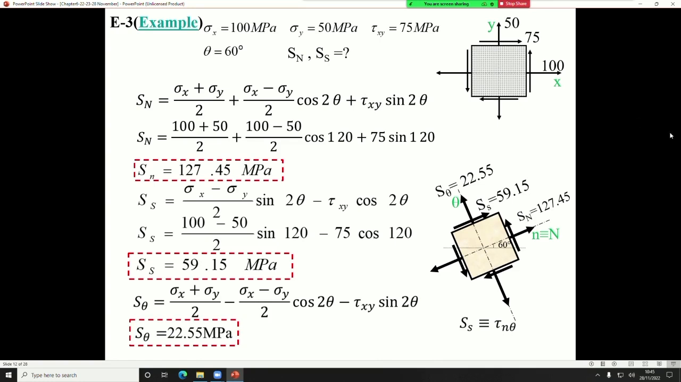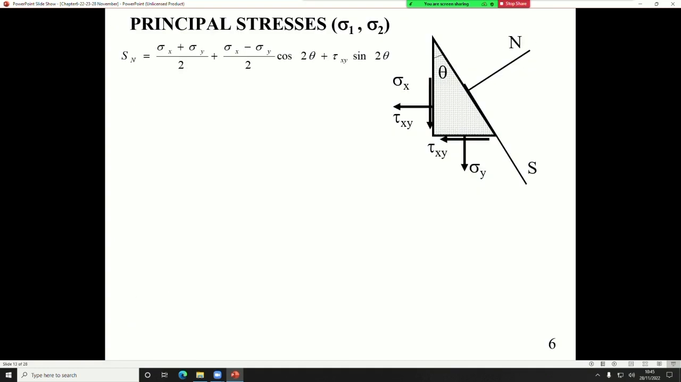So this is the stress matrix here. We've got 100, 50, 75, and this is the stress matrix at an angle of 60 degrees. Any question on the first part of question three? No. Okay. So we move on to the next slide.